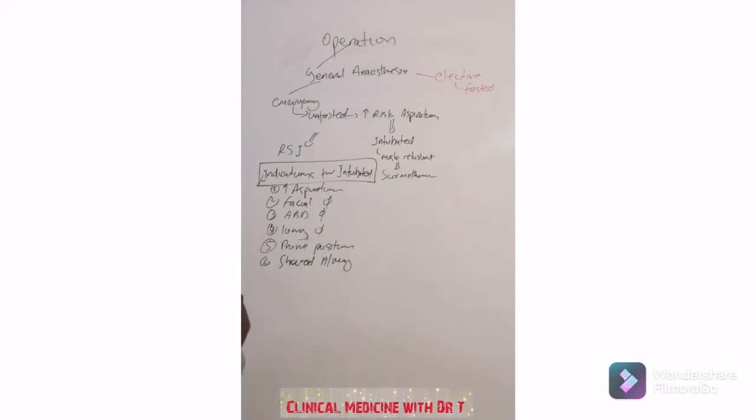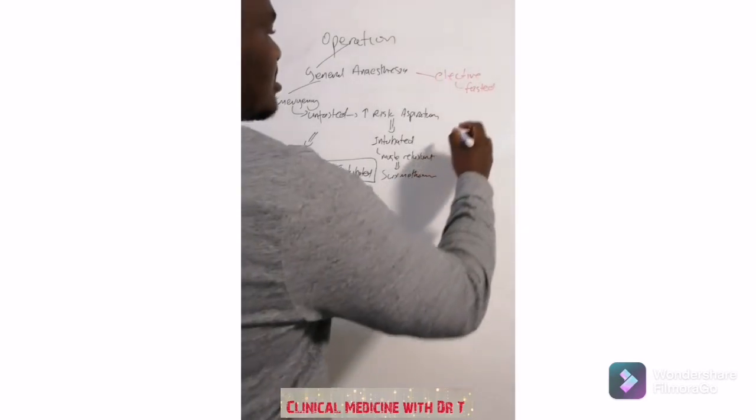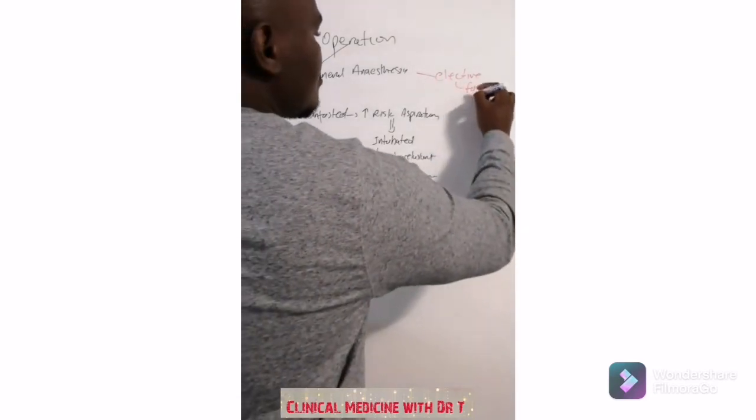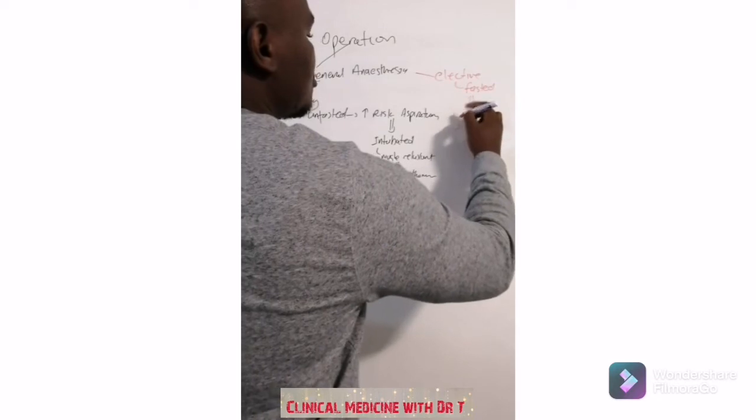So now let's say we've got a patient that needs an operation. We know that the patient needs a GA and is an elective patient. Because the patient is fasted, that says to us the risk of aspiration is low.